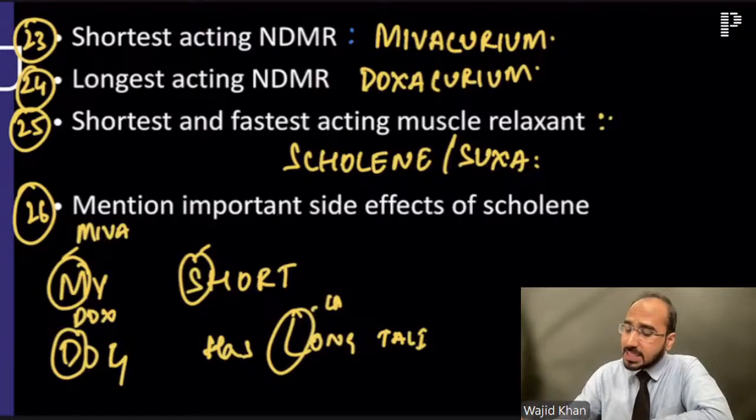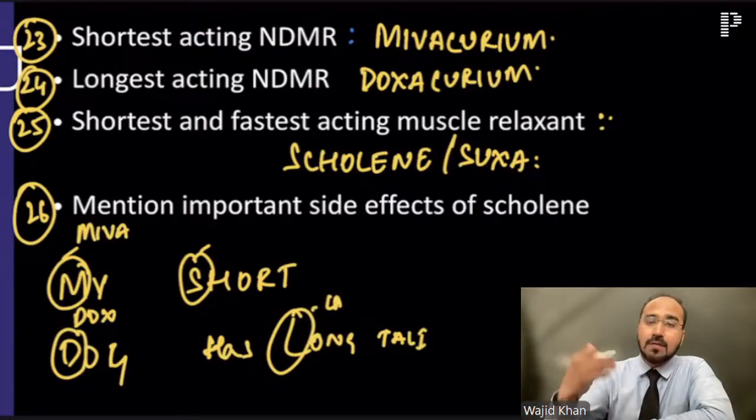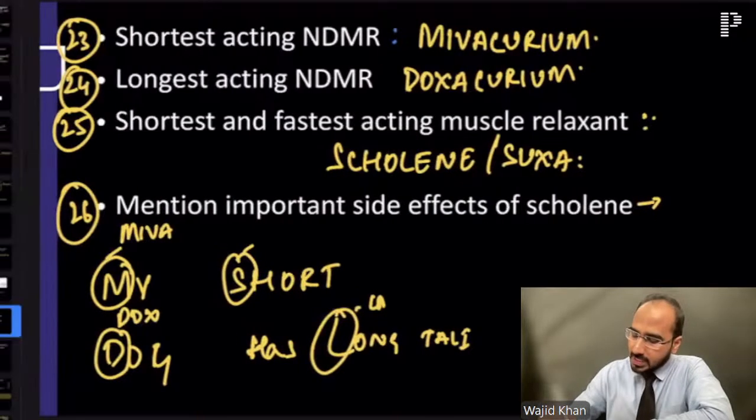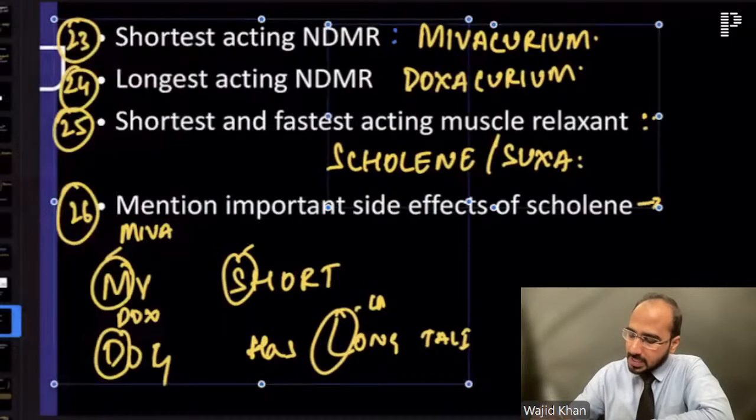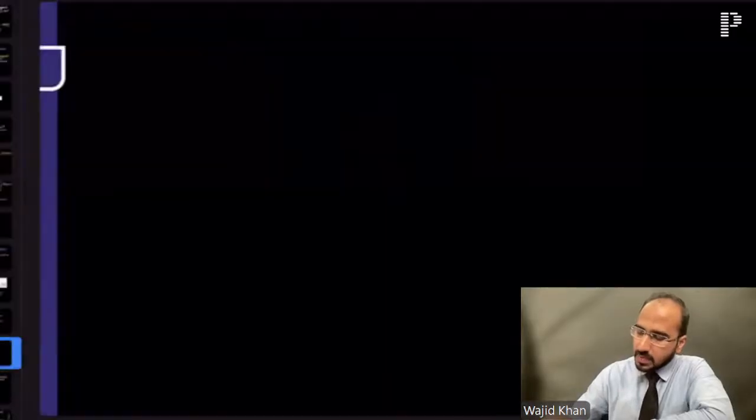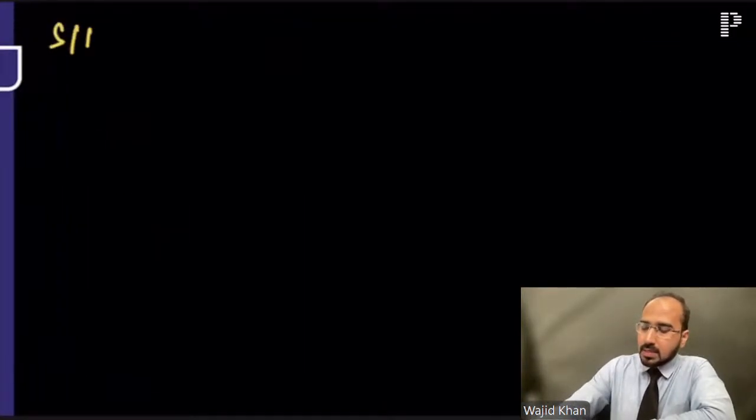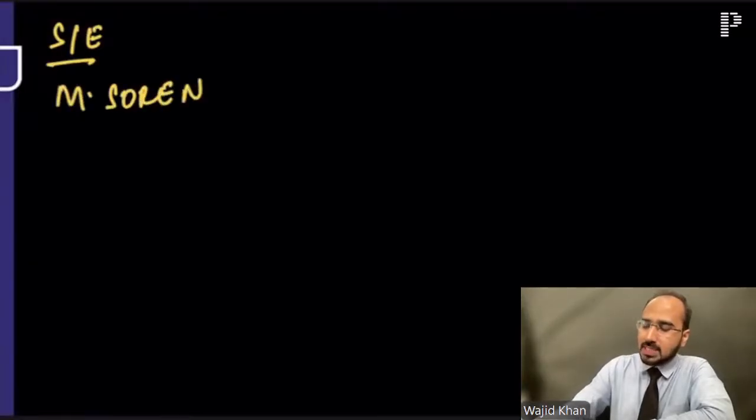So he's asking you about the side effects of scoline. Whenever you give scoline to the patient, initially it will cause fasciculation, and due to that fasciculation or rapid contraction, in the post-operative period, what does the patient complain of, guys? In the post-operative period, the side effect of scoline that the patient complains of is muscle soreness. Apart from muscle soreness, the patient will have hyperkalemia.